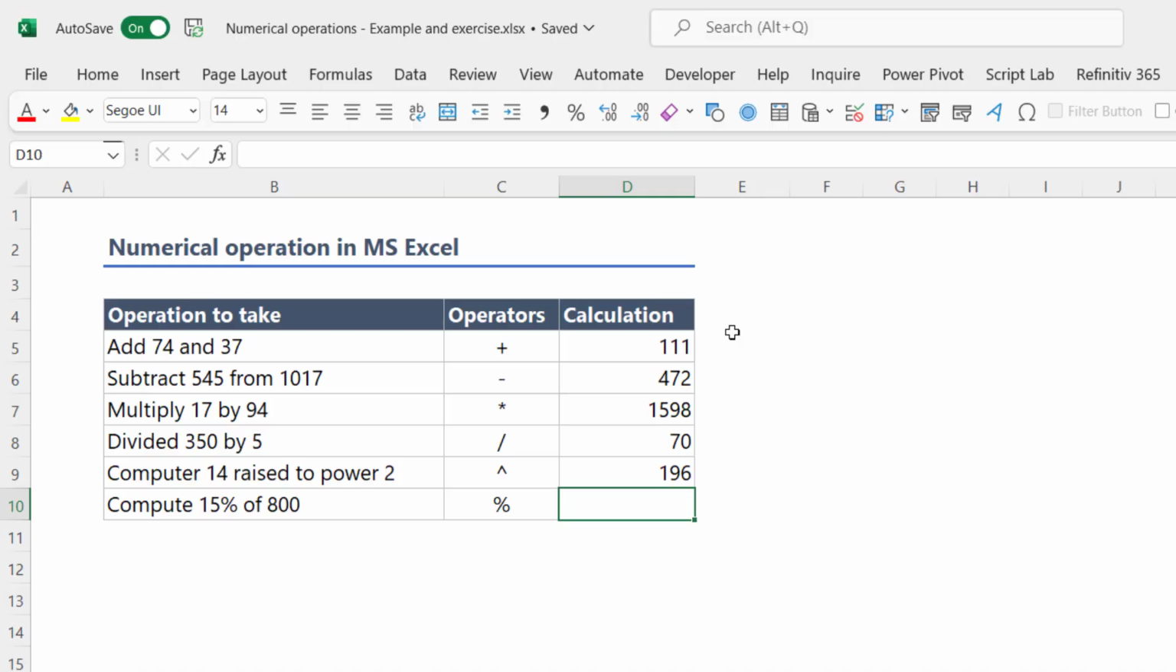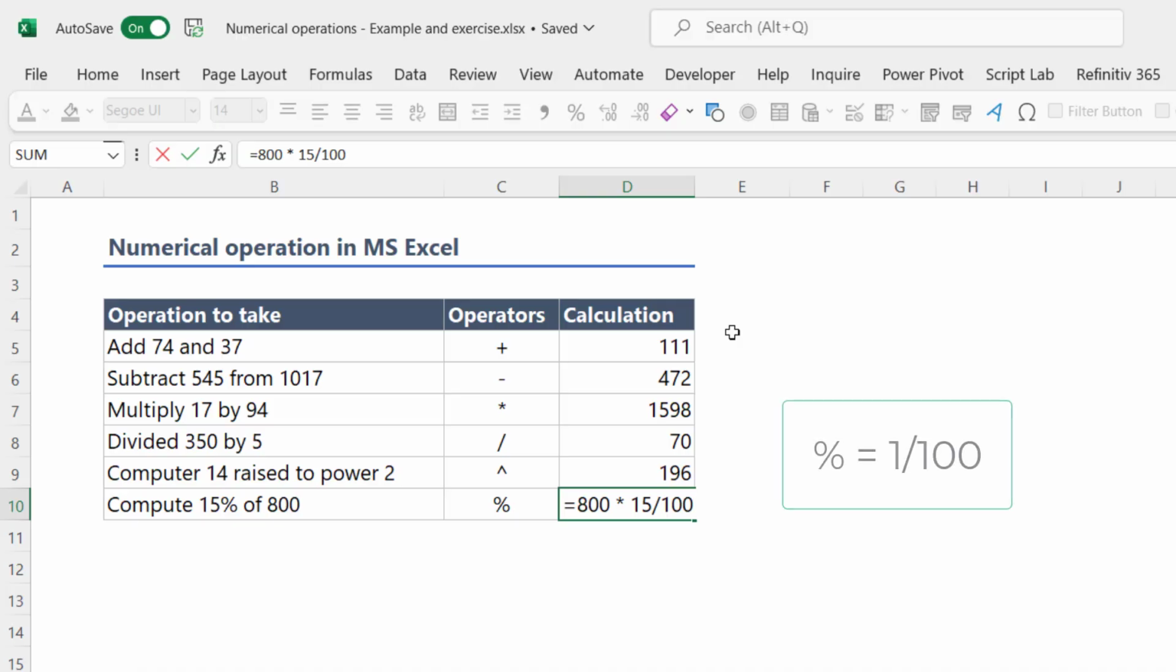Next comes percentages. In here, we have been asked to take 15% of 800. In school days and textbooks, the formula we would see is 800 times 15 divided by 100. This is how we would be asked to compute the value. In Microsoft Excel, you don't have to do that. The percentage symbol here indicates divided by 100. So 800 times 15% is essentially 800 into 15 by 100, which is going to give us the answer of 120.